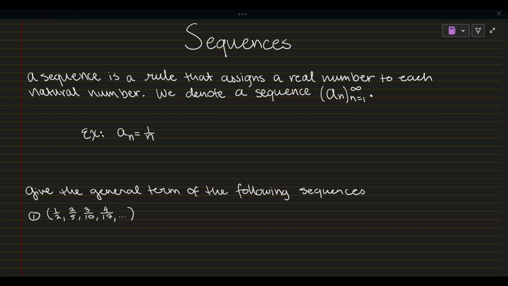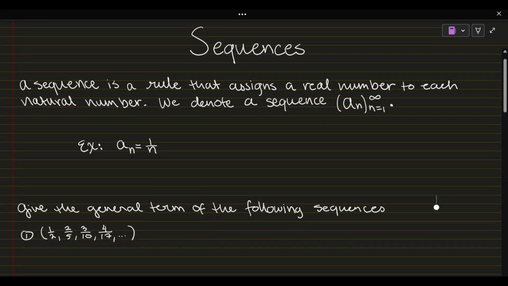Okay, in this video I'm going to talk about sequences. A sequence is a rule that assigns a real number to each natural number. So natural numbers being whole counting numbers, like numbers that you can count to on your fingers, 1, 2, 3, 4, 5, and so on. And so we denote a sequence a sub n, from n equals 1 to infinity in this way here.